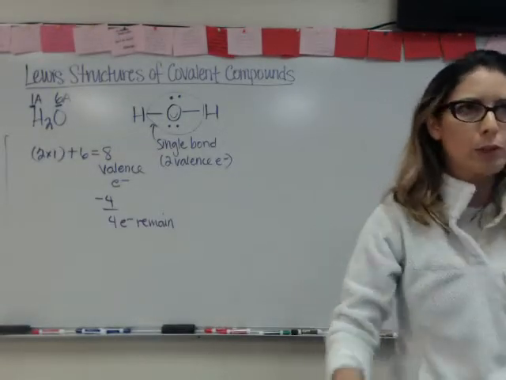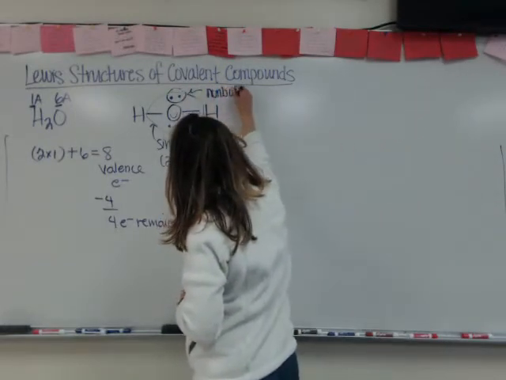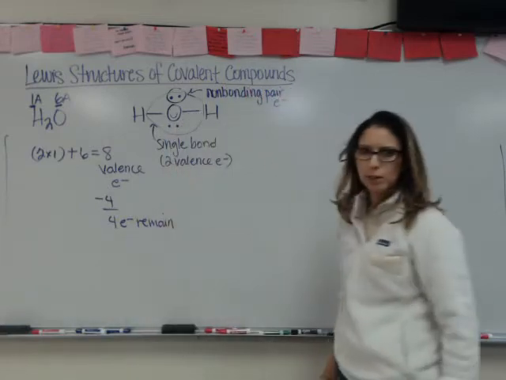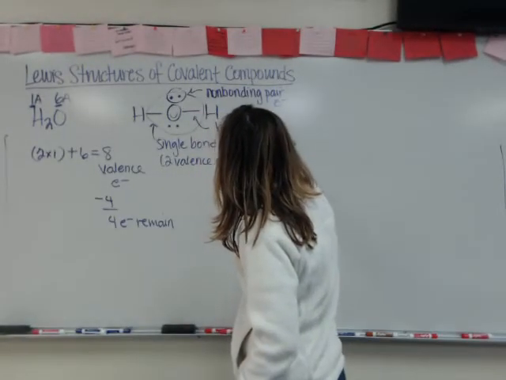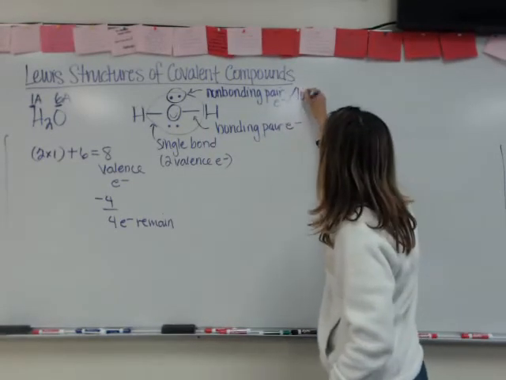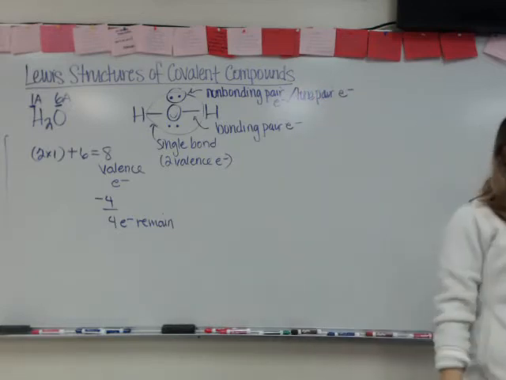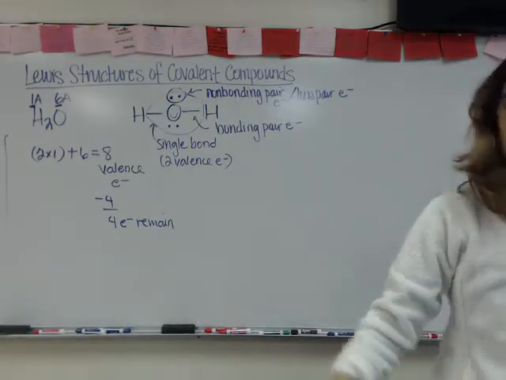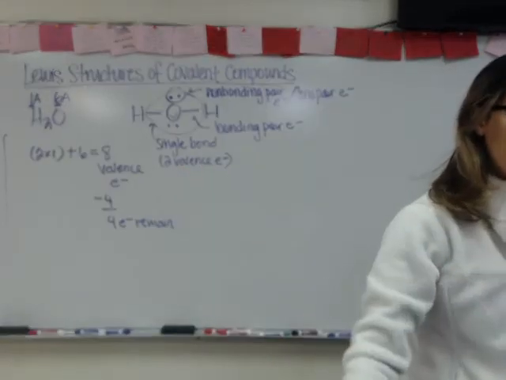Now, we would call these electrons here a non-bonding pair of electrons, and we would call this a bonding pair of electrons. This non-bonding pair of electrons may also be known as a lone pair of electrons. Okay, so I have 2 lone pairs on water and I have 2 bonding pairs. Now, that's a single bond between oxygen and hydrogen. In terms of the bond length, single bonds are the longest bonds.